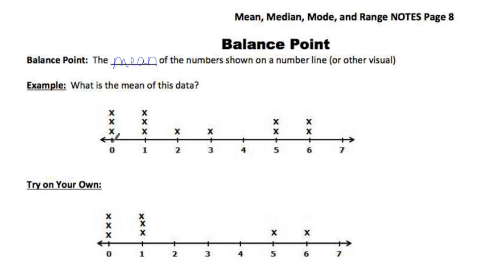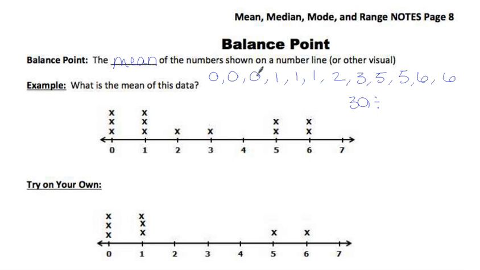So what we need to do is pull off the values from the number line. So we have 0, 0, 0, 1, 1, 1, 2, 3, 5, 5, and then 6 and 6. To find the mean, you're going to add all of those together. When you add all of these numbers together, you get 30. And then you're going to divide by how many there are. Remember, add, divide. That's how you find the mean.